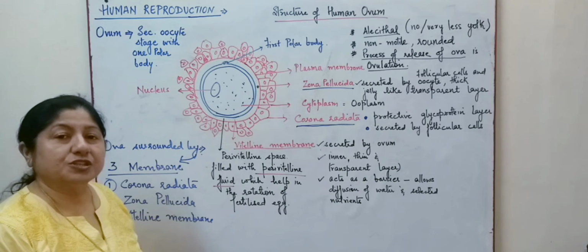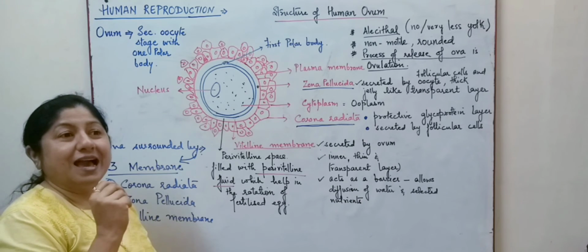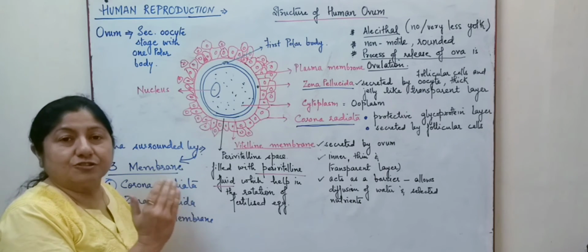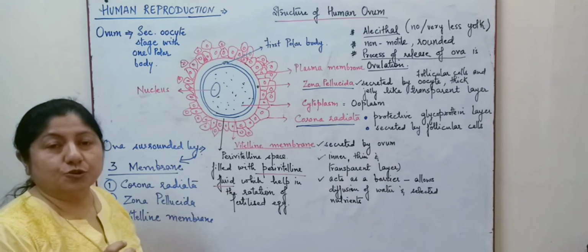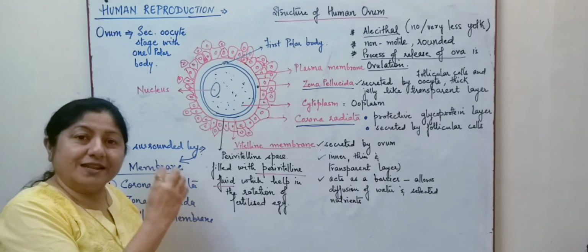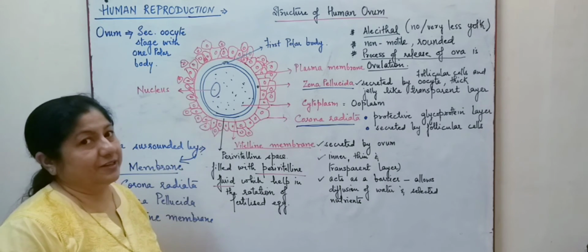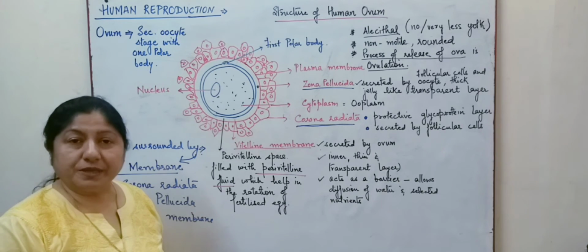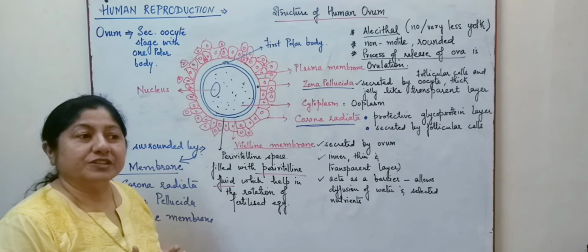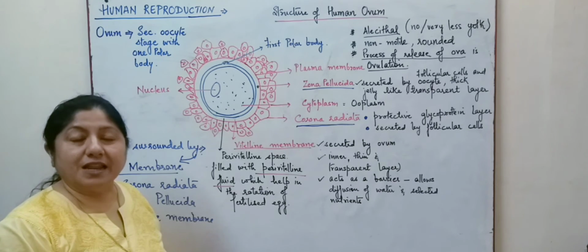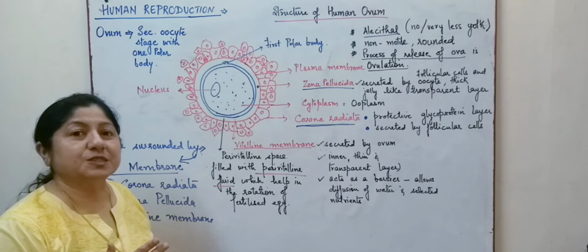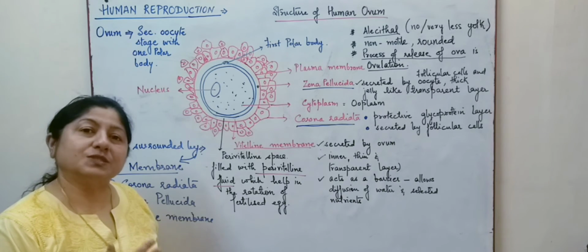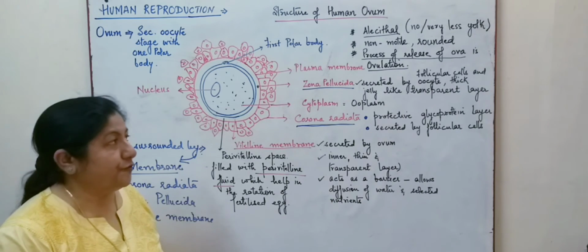The second important function it performs is that it has certain chemicals that facilitate the acrosomal reaction, because it then enables the sperm to penetrate inside the ovum. Also, at the same time, it prevents polyspermy, that is a condition in which it inhibits or does not allow the entry of more than one sperm to fuse with the egg. So, zona pellucida is protective as well as performing various other functions.